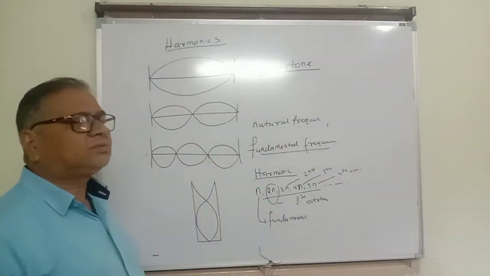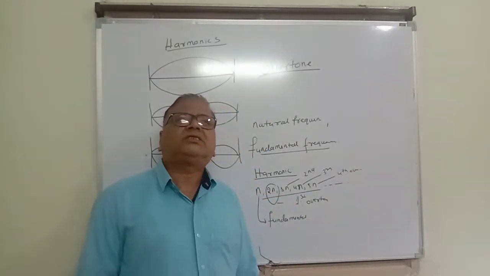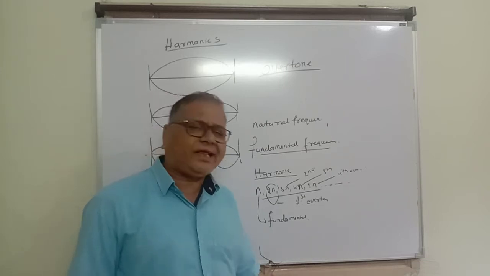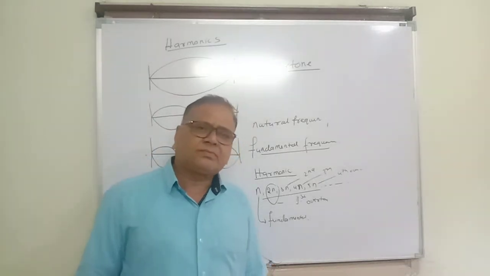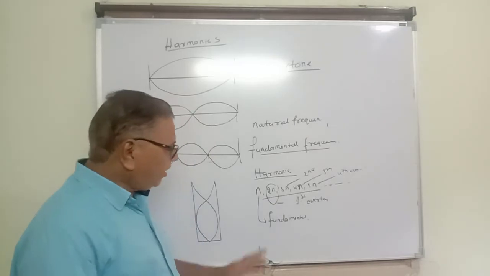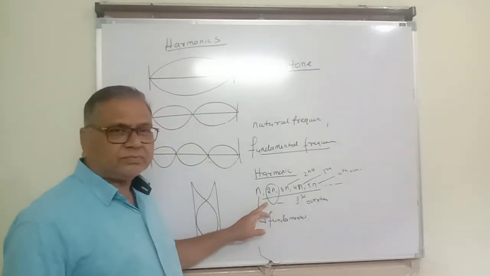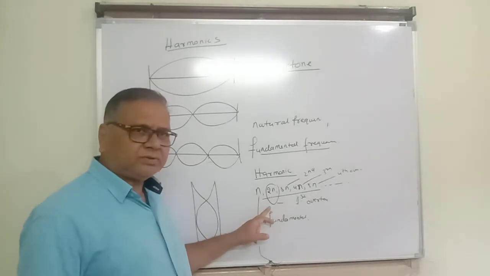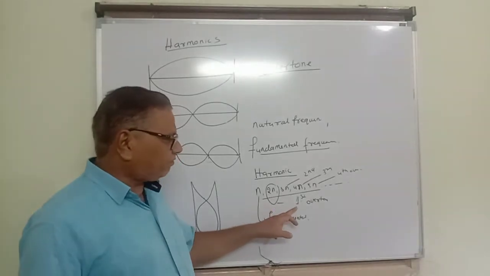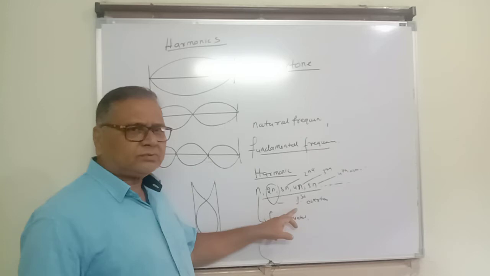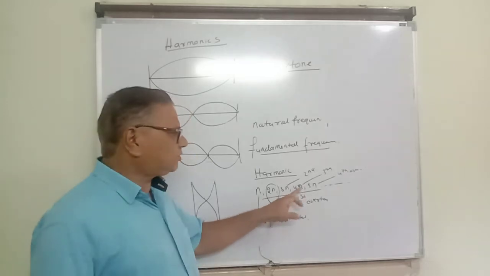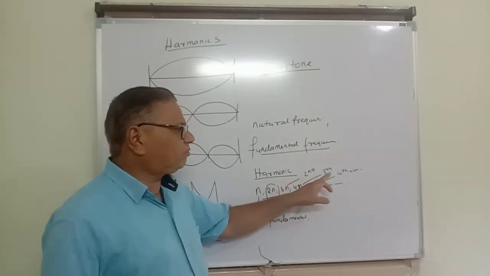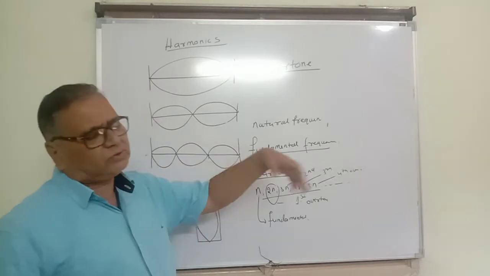What is overtone? Overtone is the term which is used to indicate the next higher frequency than the fundamental frequency. The next higher frequency is called first overtone, and then the next higher frequency is called second overtone, third overtone, fourth overtone, and so on.